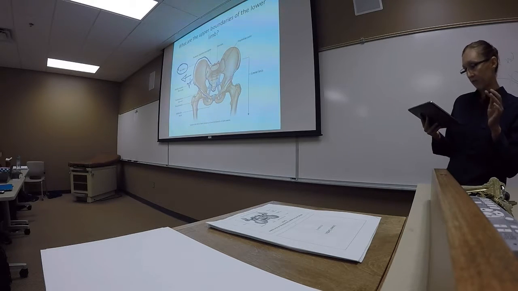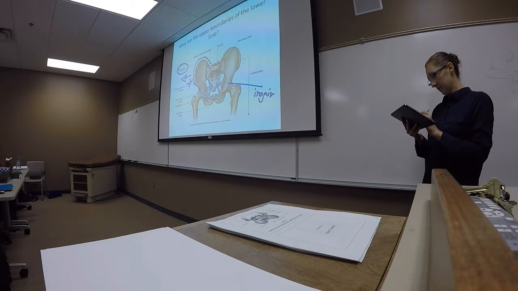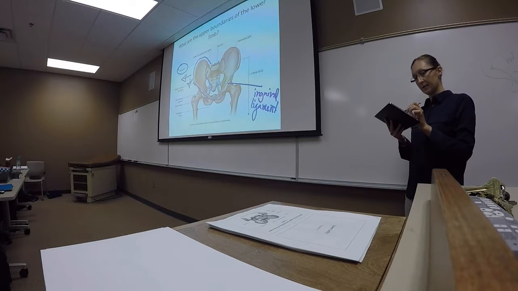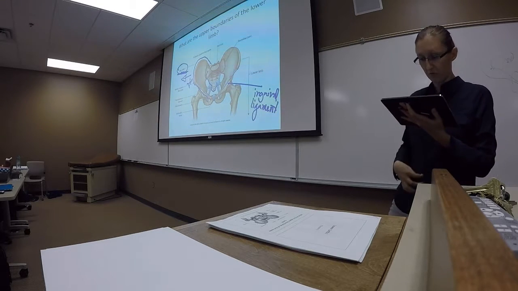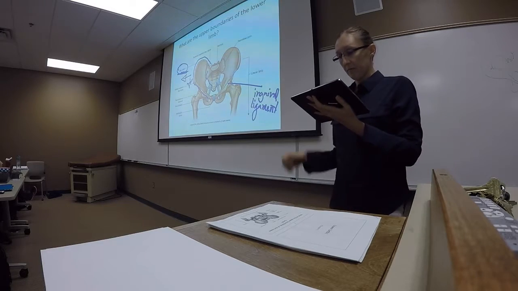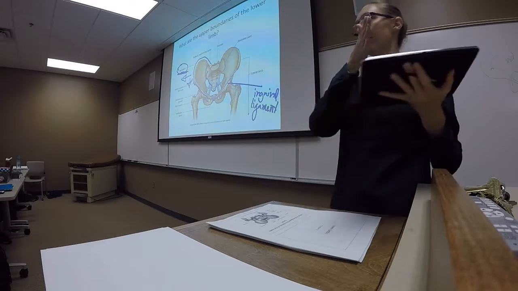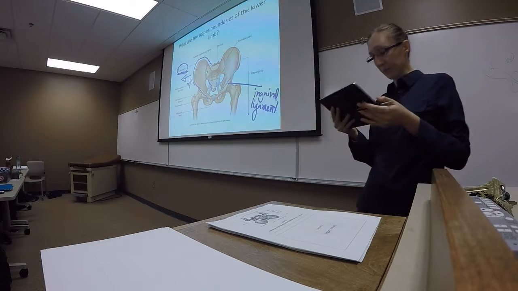But the ones that I really want you to know are the inguinal ligament and the boundaries of the iliac crest. Those two are the most important ones. The inguinal ligament, remember, is a location where we have lots of communication between the pelvic cavity and the lower limb as well.